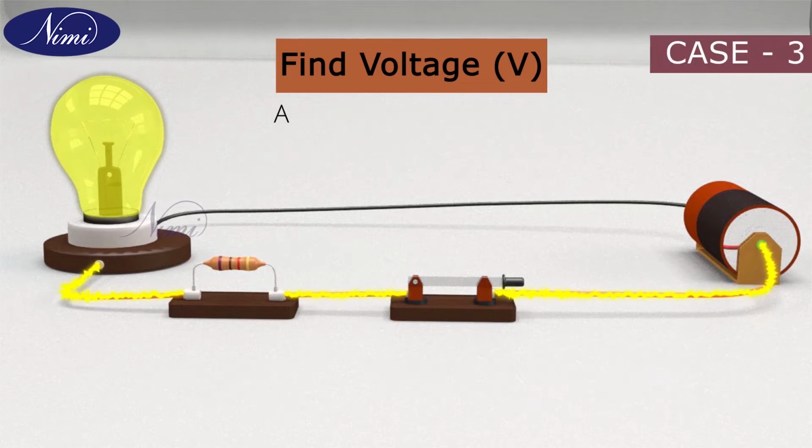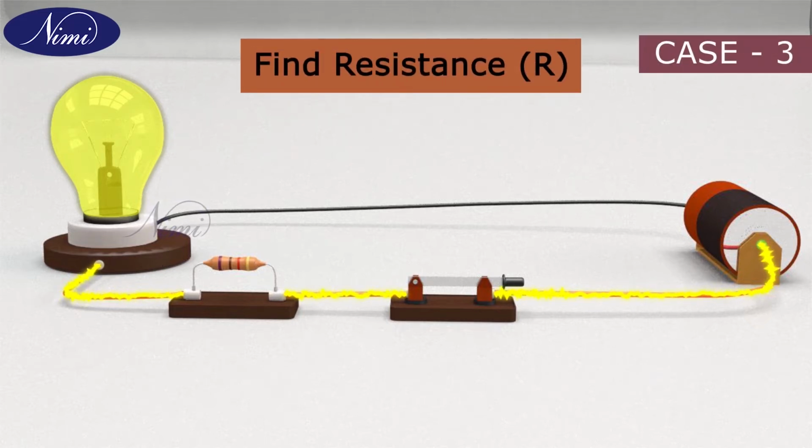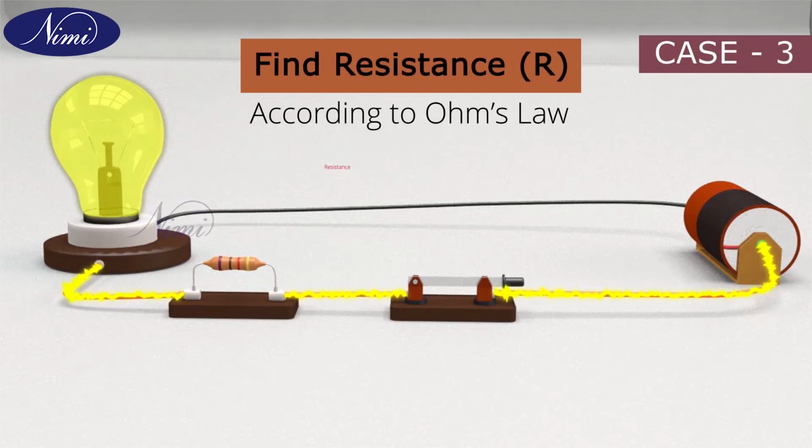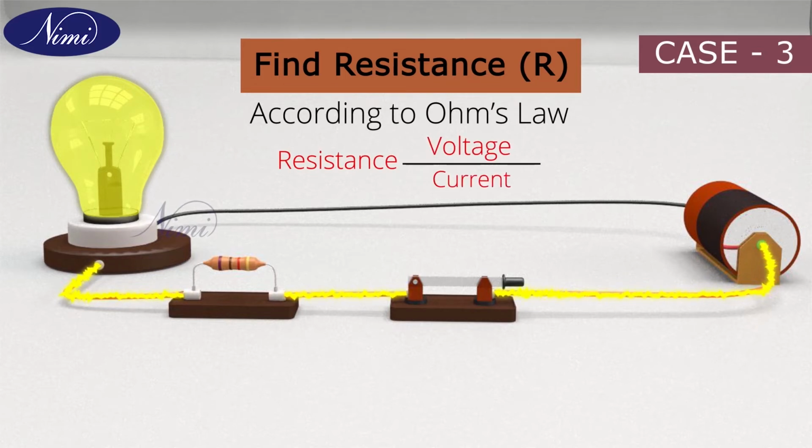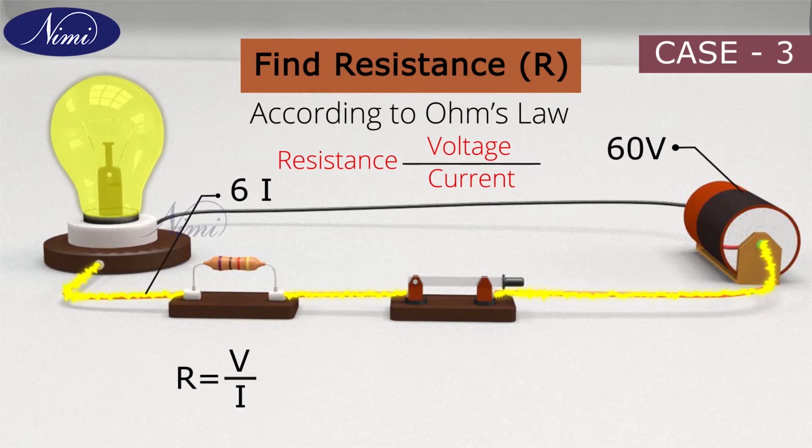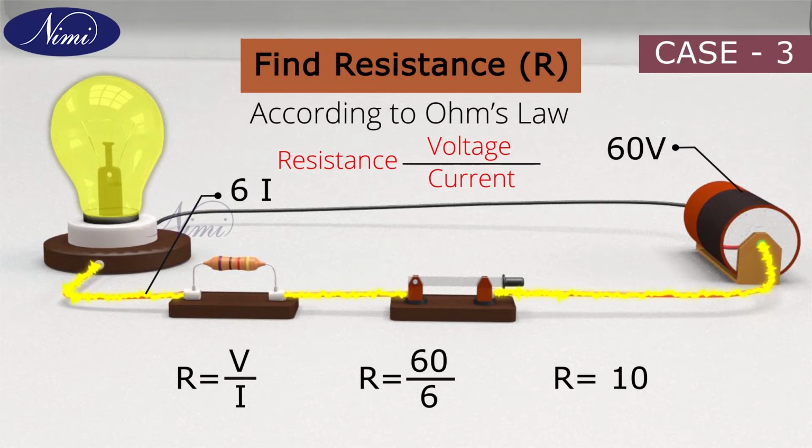In case 3, to find the value of resistance, according to Ohm's law, resistance is voltage by current, that is R is equal to V by I. By substituting the values of voltage and current in the formula, we obtain resistance R as 10 ohm.